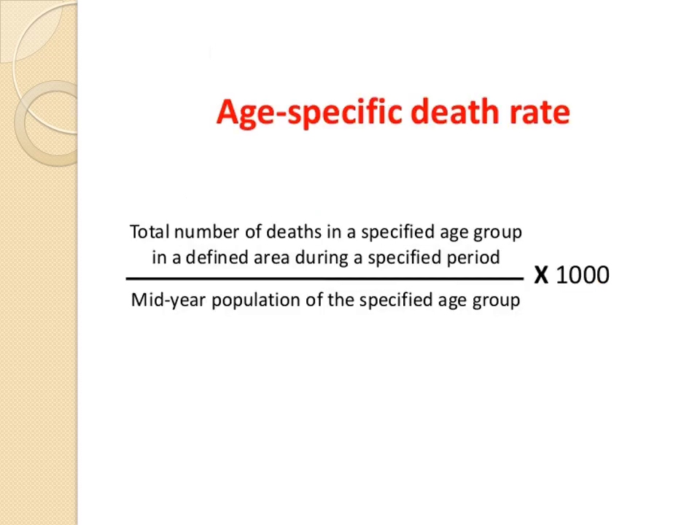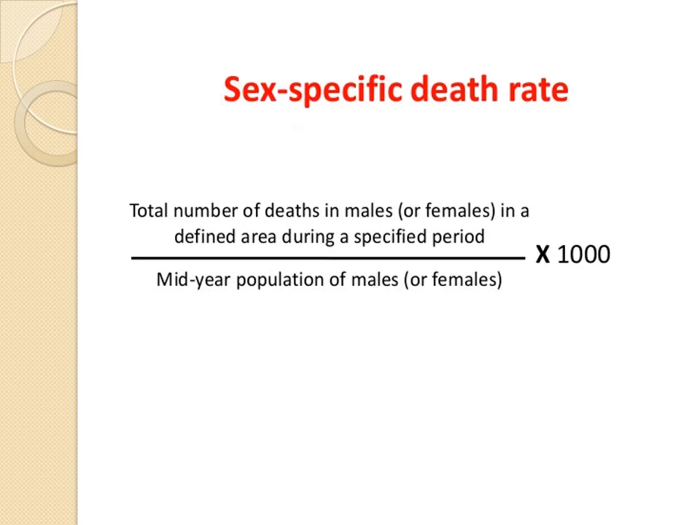One by one, the first one is the age specific death rate. What is that? It is the total number of deaths in a specified age group in a defined area during a specified period, divided by the mid-year population of that specified age group, into 1000. Next is the sex specific death rate. It is the total number of deaths in males or in females in a defined area during a specified period, divided by the median population of that specific sex, either male or female, into 1000.